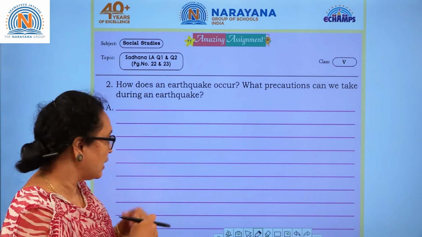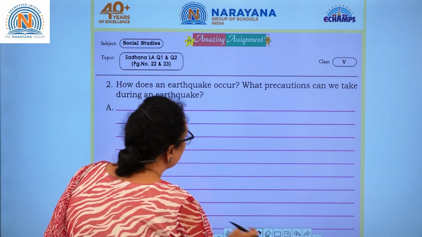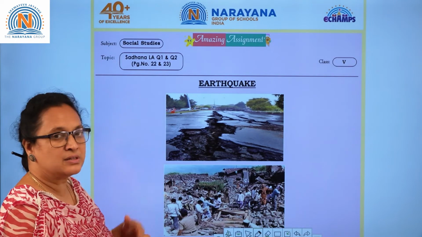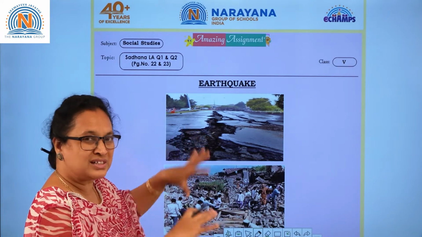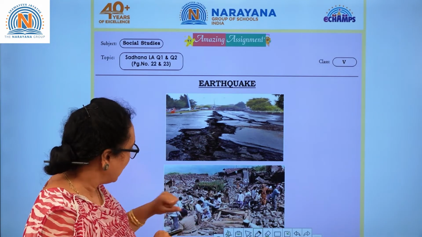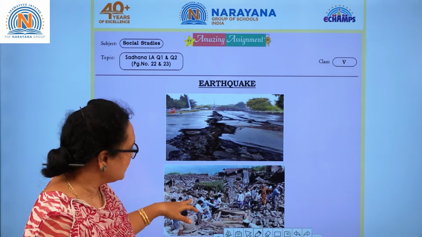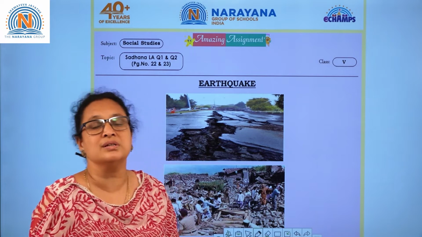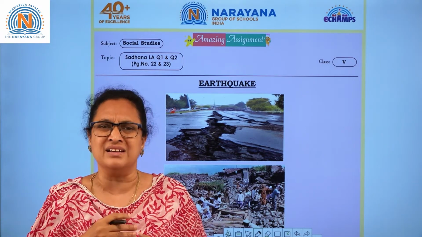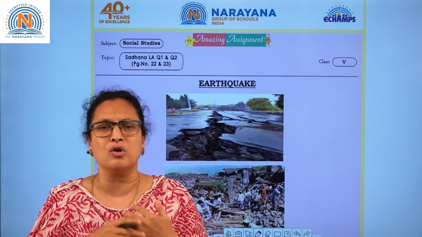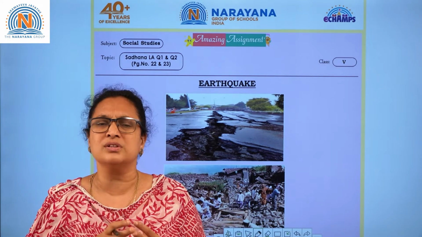So let's find out how the earthquake looks. These are images of an earthquake. If you can see the cracks in the road, it just breaks down. And this image is from the Latur region in 1993. Latur is in Maharashtra, where we Indian people saw a lot of destruction during that period.